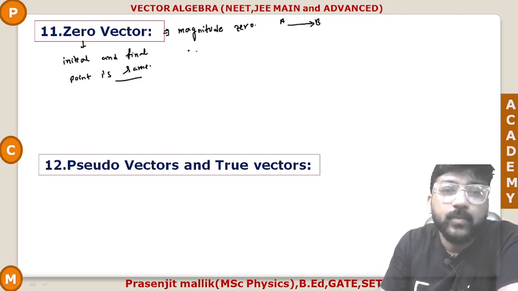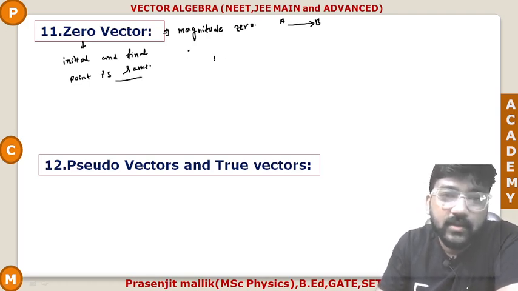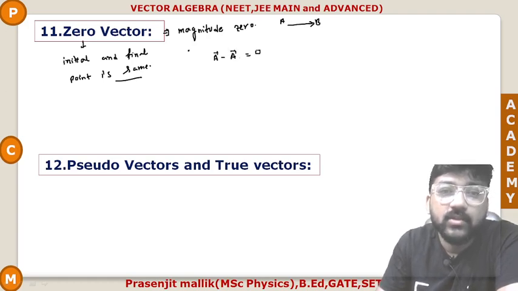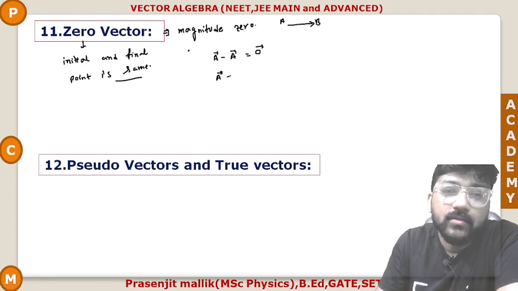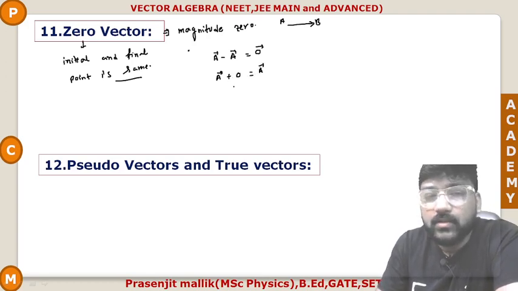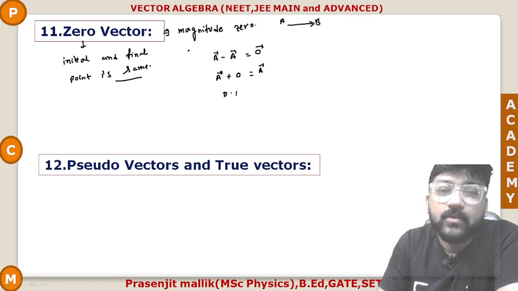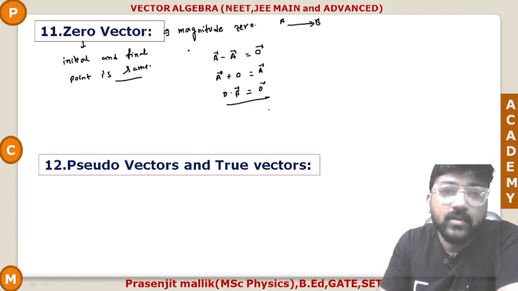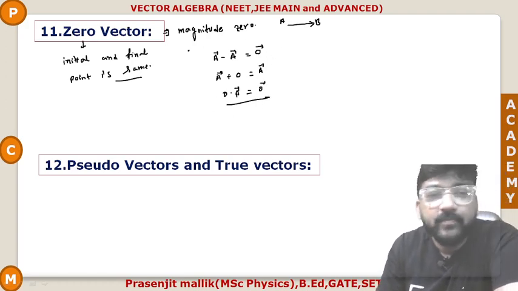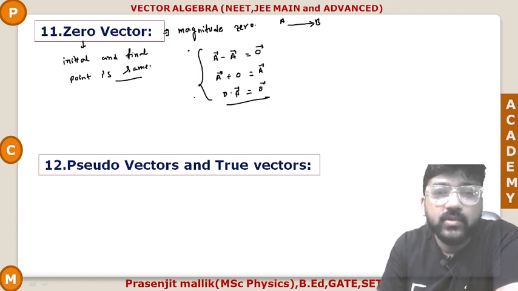And there are some important properties of the zero vector. If you have two same vectors, something like A, and you subtract these two vectors, then you will get the zero vector. We will study this subtraction later on. Similarly, if you add a vector with zero, you will always get that vector. Or if you multiply the vector by zero, you will get the zero vector also. We will discuss later on the various kinds of addition properties. But for the zero vector, you should remember this.